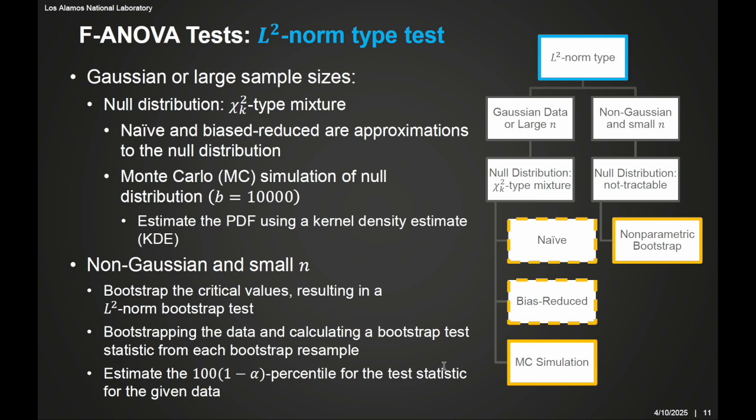In the cases when the data is not from a Gaussian process, or you just have small sample sizes, which at Los Alamos is most of the time because it's expensive to fly the F-35 around or some other aircraft, we can bootstrap the critical values, resulting in an L2 norm type bootstrap test. That's denoted over here on the far right, non-parametric bootstrapping. So bootstrap the data non-parametrically, calculate the bootstrap statistics from each bootstrap resample, and then we can estimate the 100 times (1 minus alpha) percentile, the critical value for the test statistic for the given data.